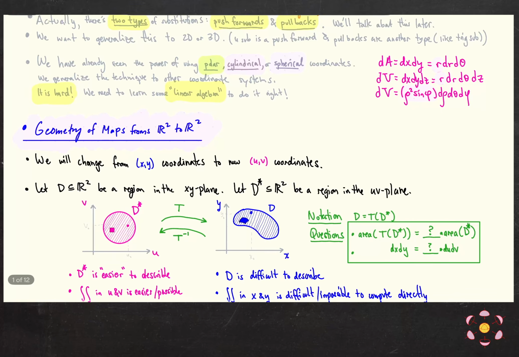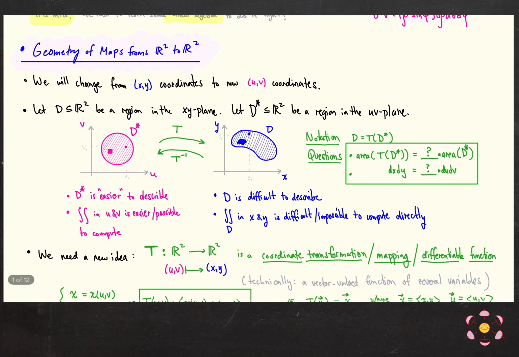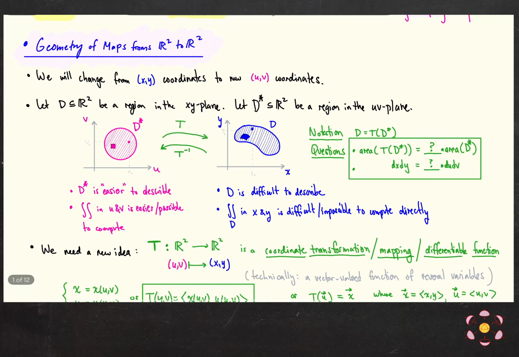All right, let's start off with talking about the geometry of maps from R2 to R2. Okay, so what are we going to do here? We're going to start in the x and y coordinates, and we want to switch to new coordinates, which I'm going to call u and v. Okay, so we start with two old coordinates and we change to two new coordinates.